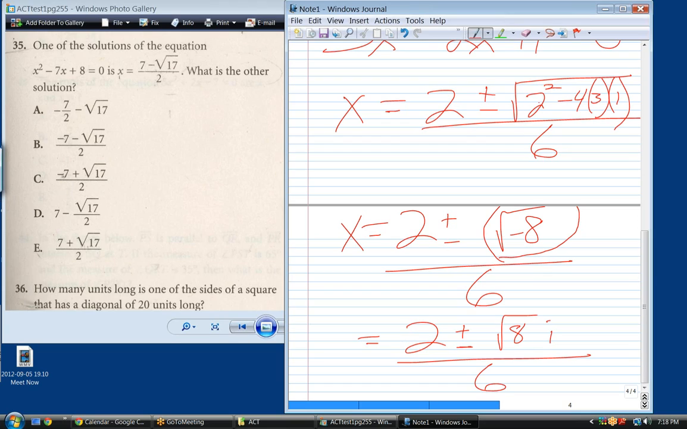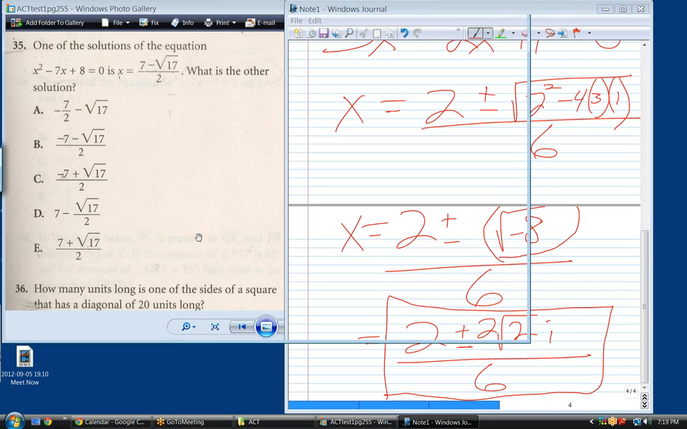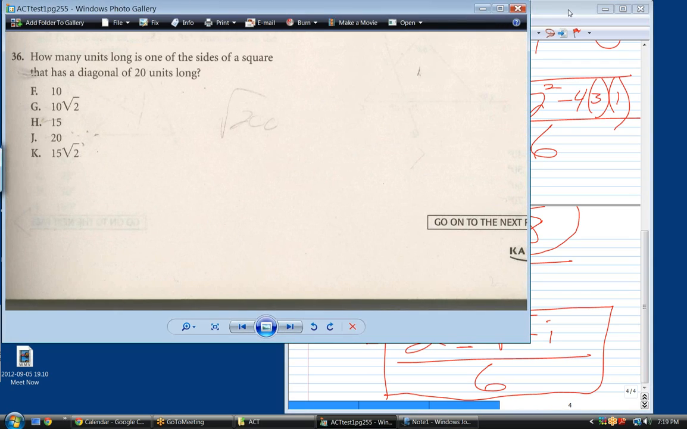And then the square root of 8 is the same as the square root of 4 times the square root of 2. So the square root of 8 I can change into 2 square roots of 2. So this would be our answer to that particular quadratic. Right. Let's move on.